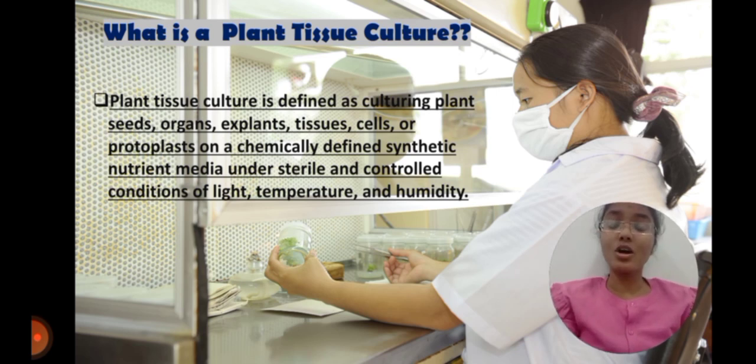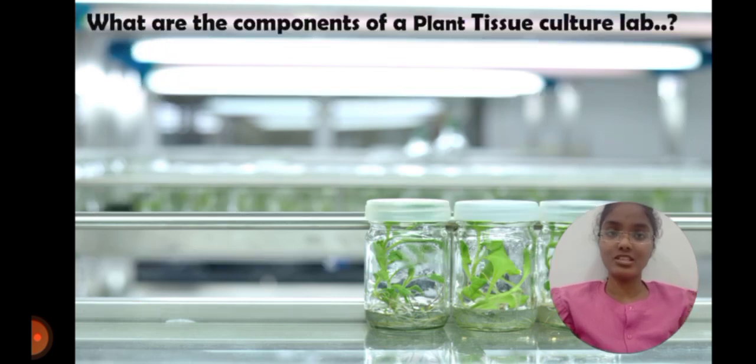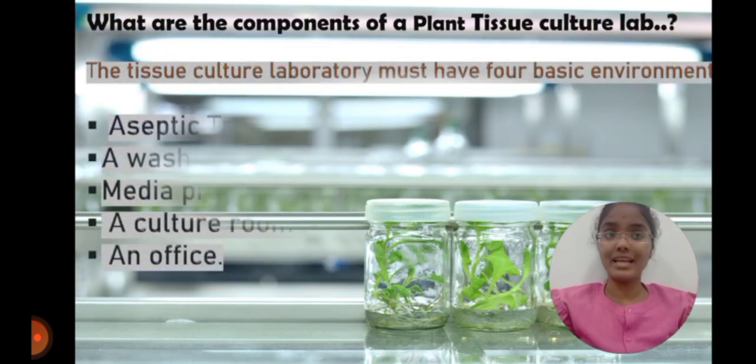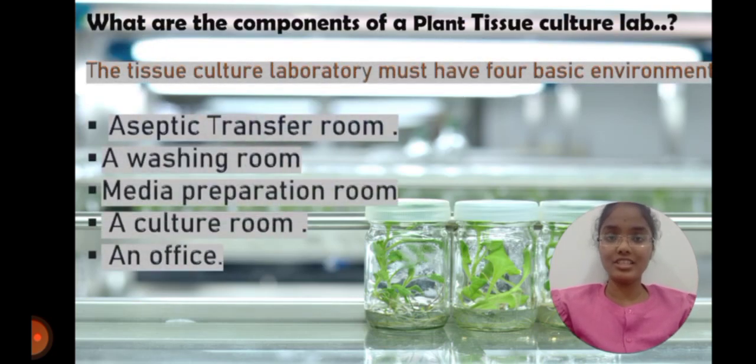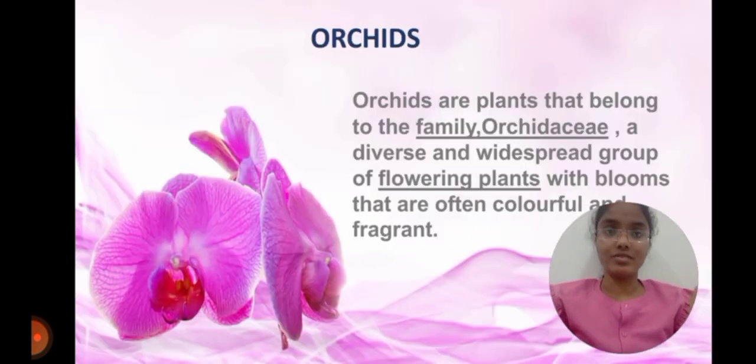So you might be awestruck by the amazing power of tissue culture. I can say in one sentence that it is the generation of an enormous plant from a single tiny cell. And we also have a plant tissue culture lab. What are the components of a plant tissue culture lab? Every plant tissue culture lab must have these basic environments like aseptic transfer room, washing room, media preparation room, culture room, and an office. And basically we have worked with orchids.